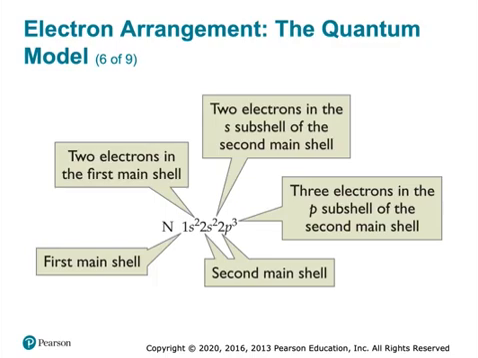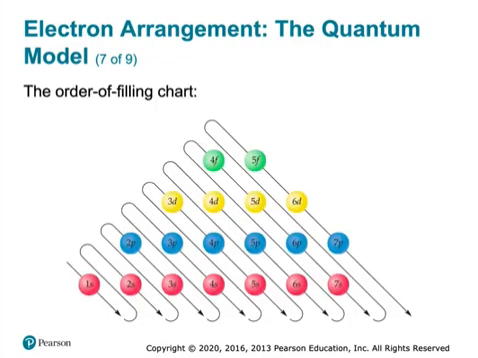Okay, so when you look at nitrogen here, you have 1s2, 2s2, 2p3, and that means that you have the first main shell. There are 2 electrons in the 1s orbital, and there are two electrons in the 2s orbital, and then there are 3 electrons in the 2p orbitals.